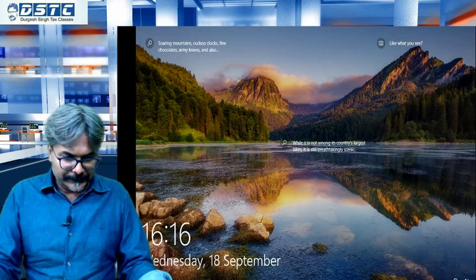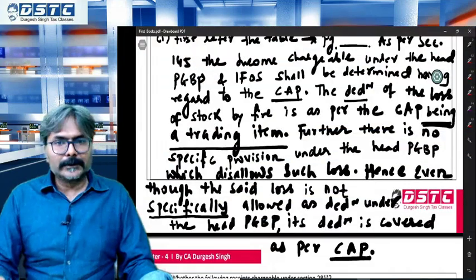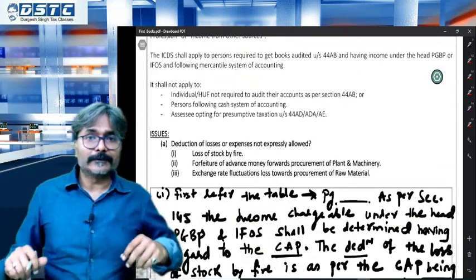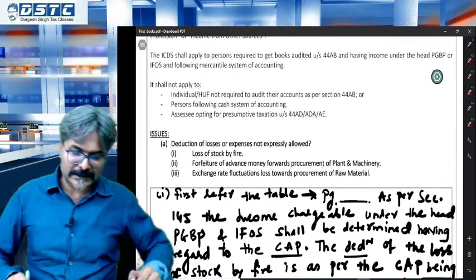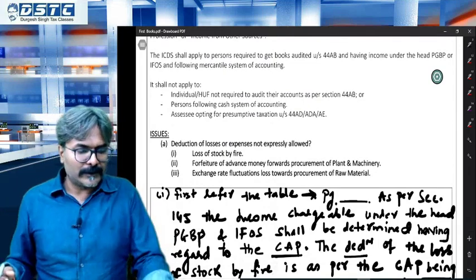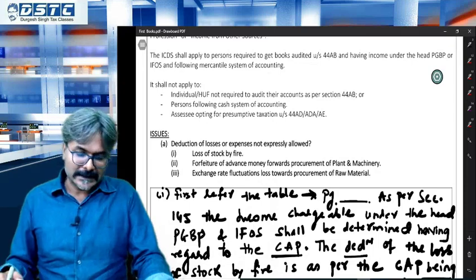So welcome students. Now in this category, we have dealt with this particular proposition of the deduction of losses or the expenses not expressly allowed. Loss of stock by fire is one of the particular points that we have discussed.